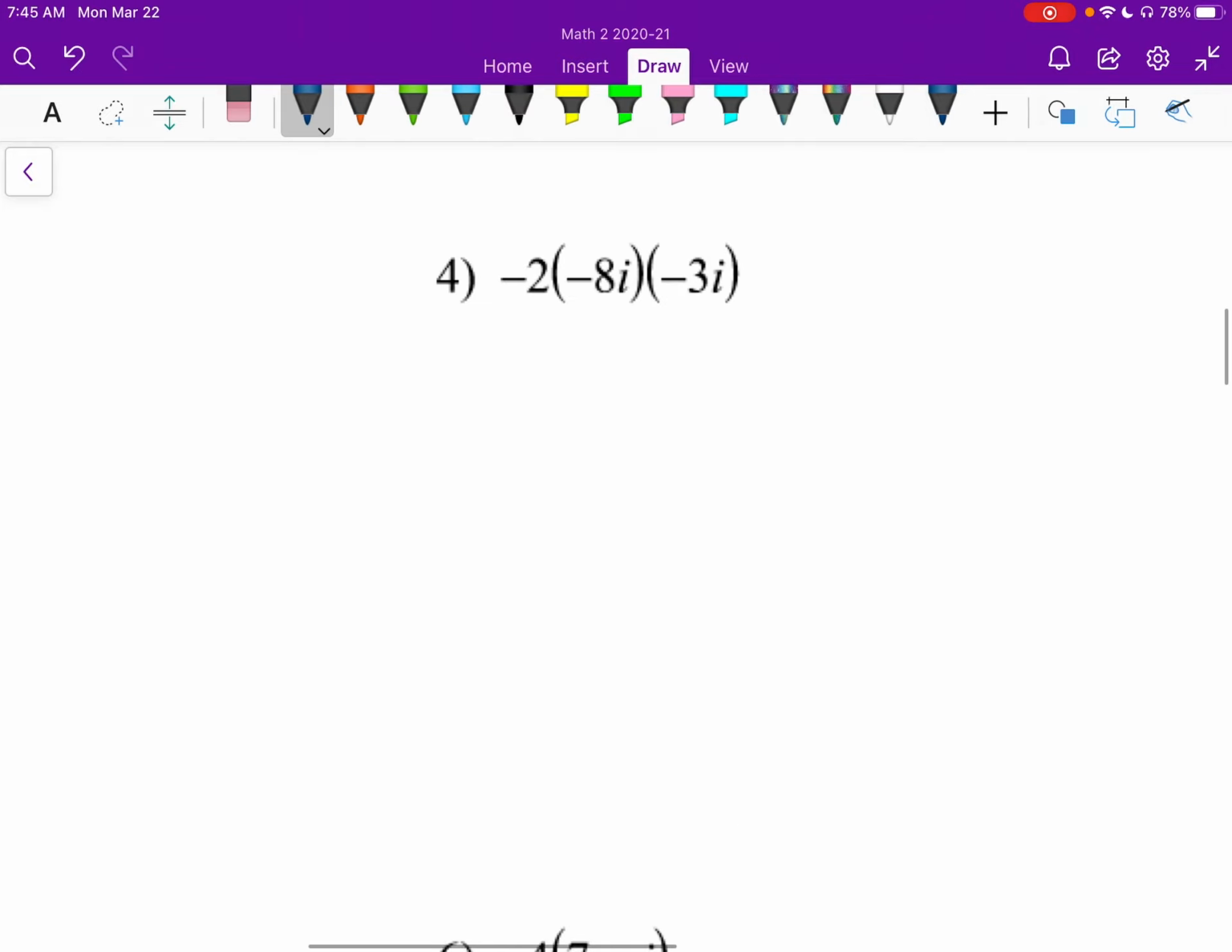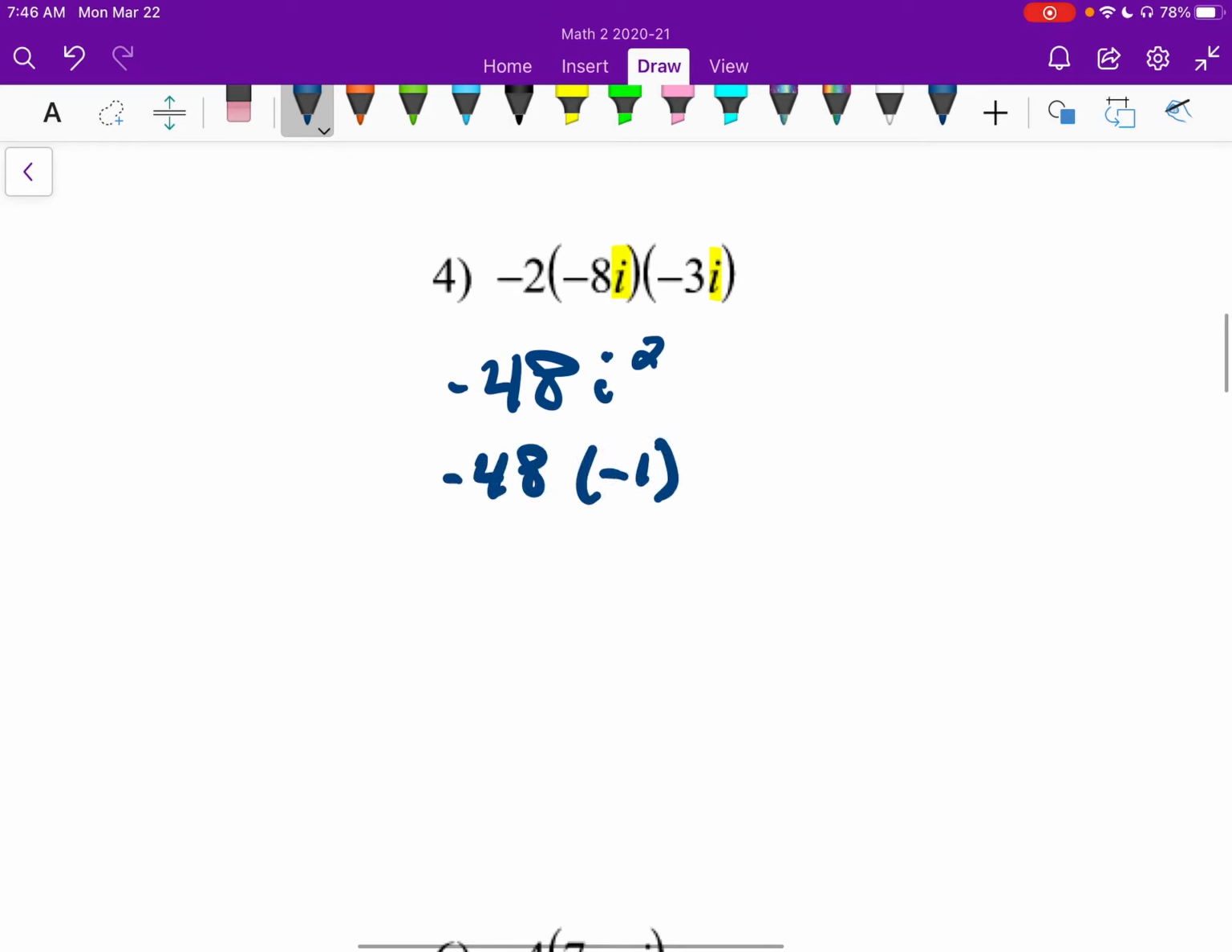Number 4, they're all multiplied together, so I'm going to multiply my constants first. I have -2 and -8 gives me a positive 16, times a -3 gives me a -48. I have an i and an i, so that gives me an i squared. Now we don't leave it as i squared because we know what i squared is. i squared is -1. So this is -48 times -1, which is plain old 48.